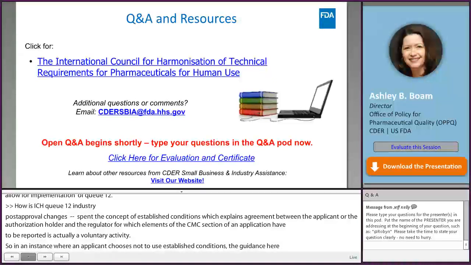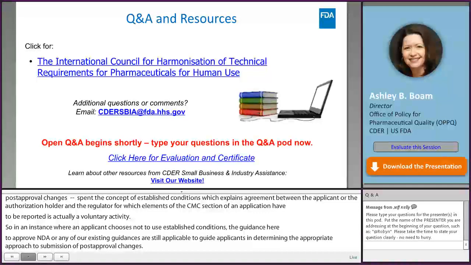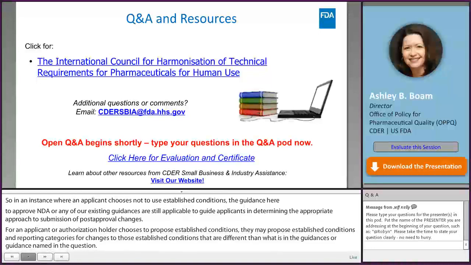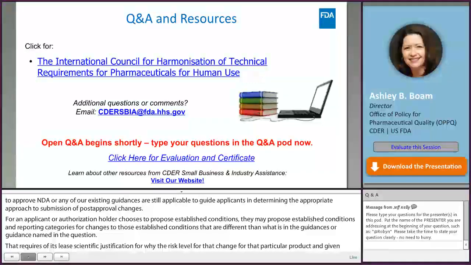Where an applicant or authorization holder chooses to propose established conditions, they may propose established conditions and reporting categories for changes to those established conditions that are different than what's in the SUPAC guidances or the guidance named in this question. And that requires, obviously, scientific justification for why the risk level for that change for this particular product, and given the process and product understanding of the applicant, why that information justifies a lower reporting category. But that's one of the benefits of the established conditions approach, is that in a number of cases, lower reporting categories can be proposed and justified. Thank you.